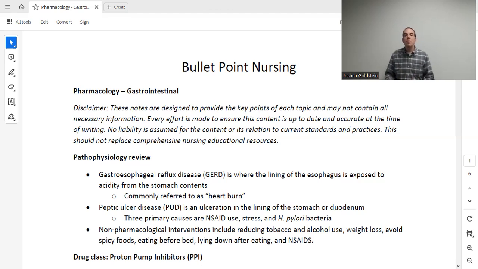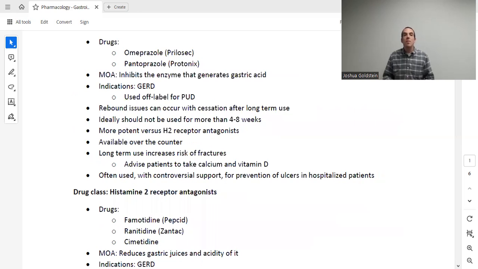Now let's talk about the actual pharmacological interventions. The first drug class we have are PPIs, or proton pump inhibitors. These are very, very commonly used medications. They're available both over the counter and by prescription. The drugs we're talking about are omeprazole and pantoprazole. You're probably familiar with the brand names Prilosec, Protonix, etc. The mechanism of action here is that they inhibit the enzyme, the proton pumps, that generate this gastric acid.